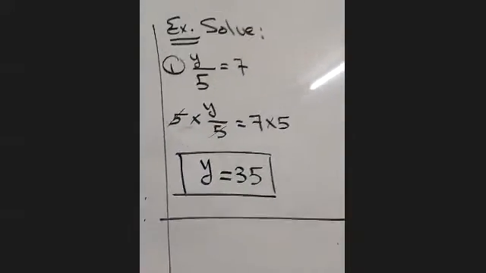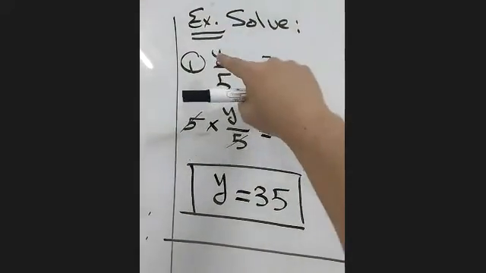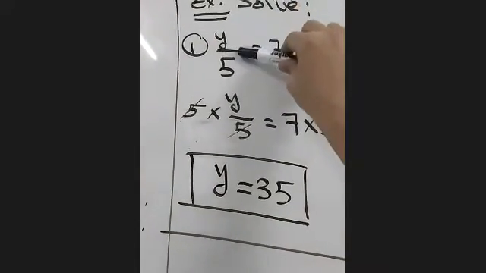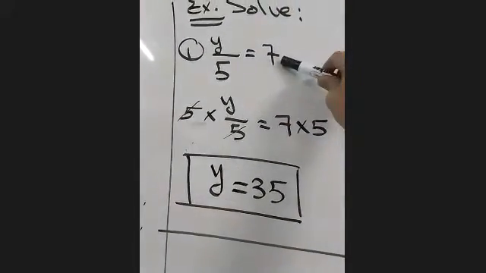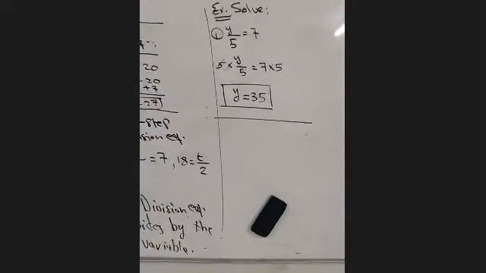This is the solution. Now to check our answer, we go back to our equation and replace the y by the answer, which is 35. 35 divided by 5 is 7. This is question 1, or example 1.